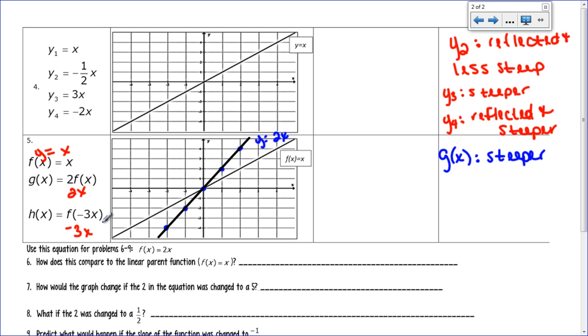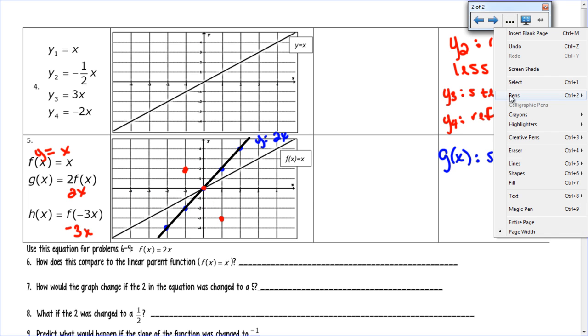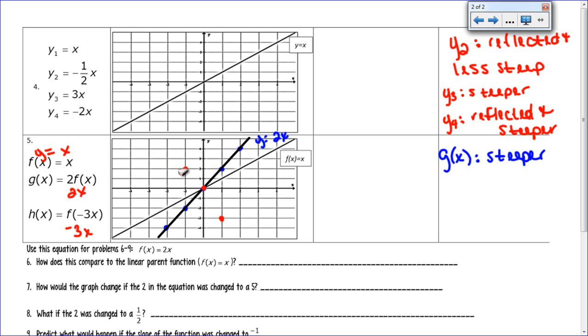Well, remember the negative flips it over, and the 3 means multiply it by 3. So this first point would stay because 0, 0 doesn't move. Multiplying by 0 doesn't change it. But this point, 1, 1, when I multiply it by 3, becomes 1, 3. But then I have to flip it, so really it's 1, negative 3, because I have to multiply by negative 3. And then this point right here, negative 1, 1, when I multiply it by negative 3, becomes negative 1, positive 3.